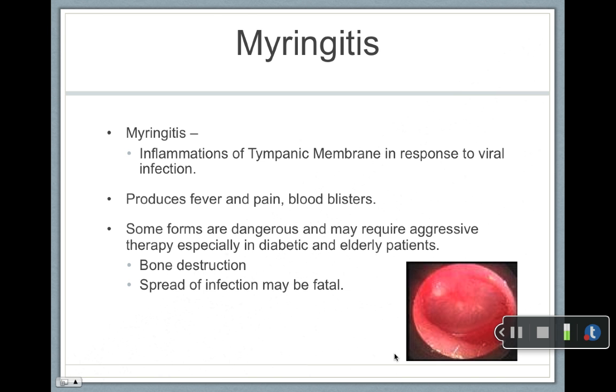Your ear is adjacent to your brain. Any infection in the ear needs to be monitored very closely as it could easily travel to the brain.